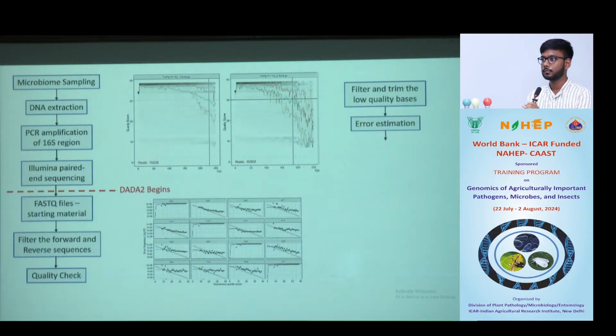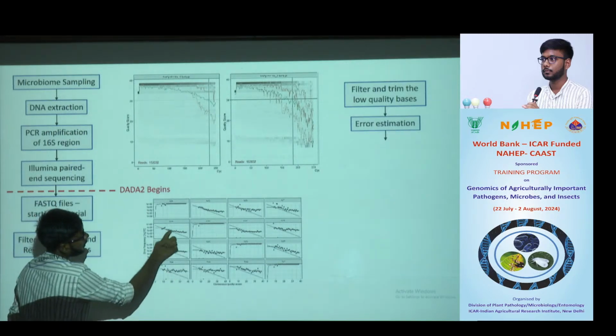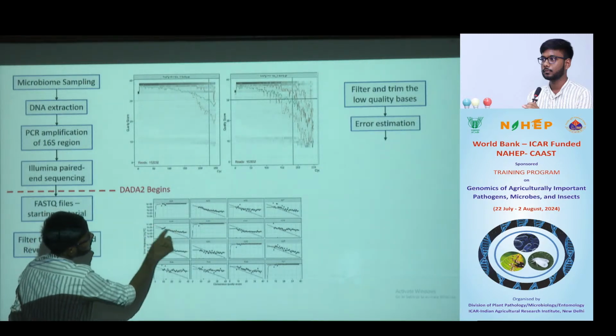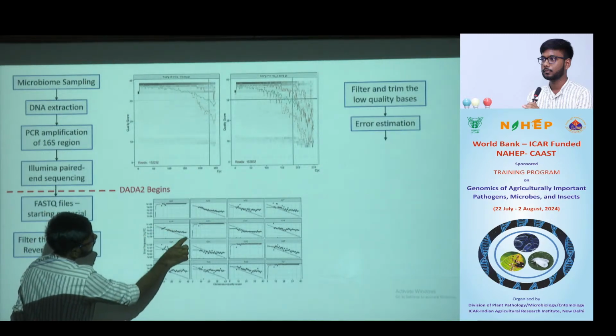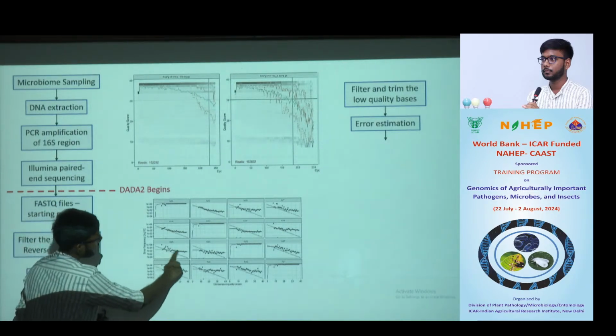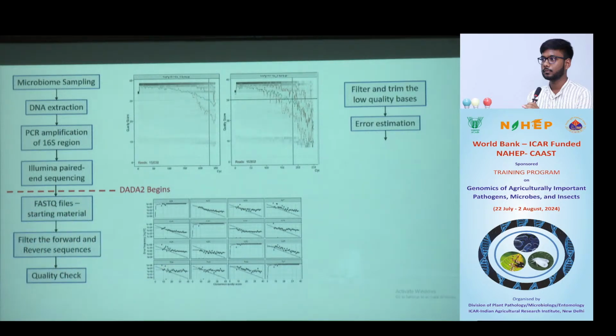And you can see here there is a red line and black points. The black points are the actual error, and the straight red line is the expected error. So in this case, our actual error and expected error are almost equal. So we can take this sequence forward.